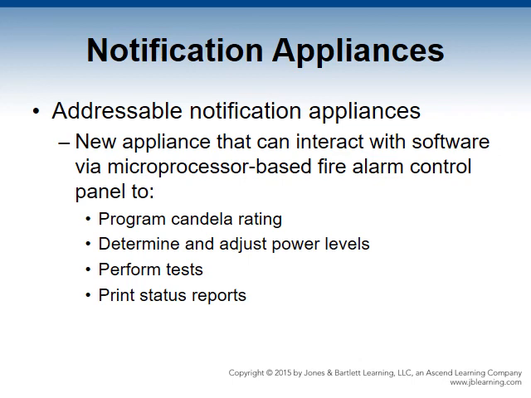This relatively new appliance can interact via software with the microprocessor-based fire alarm control panel to perform multiple functions. They can program candle rating, determine the adjustable available power levels, perform tests, and print status reports. This technology saves time and money because when there is a problem, the alarm panel communicates precise information so the issue can be detected and fixed.